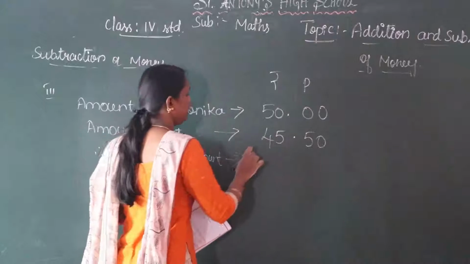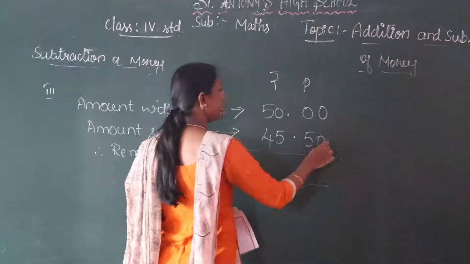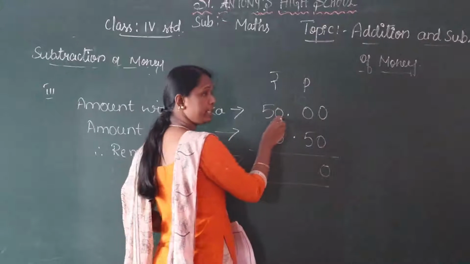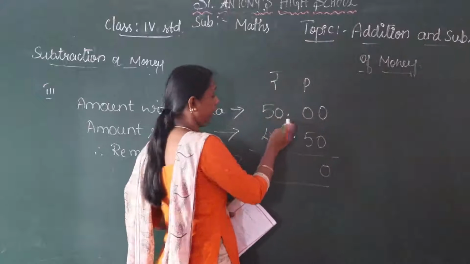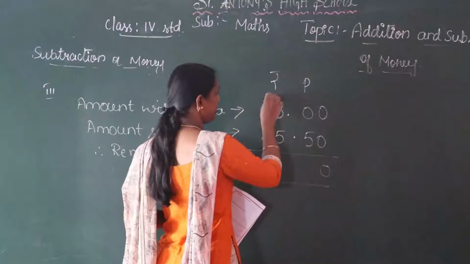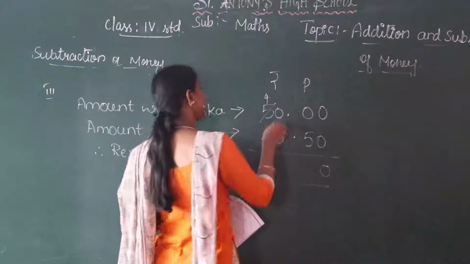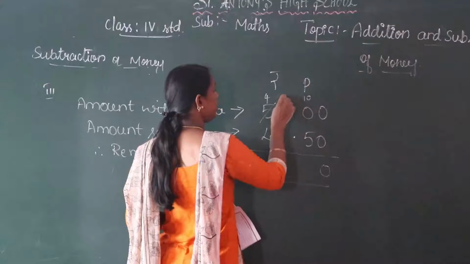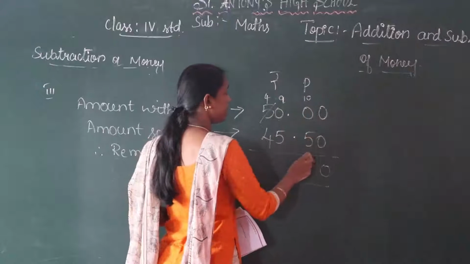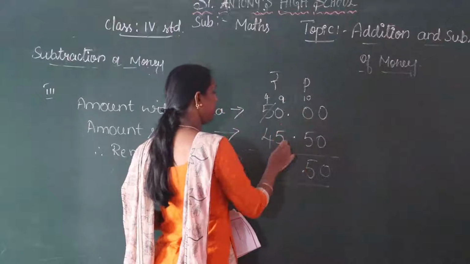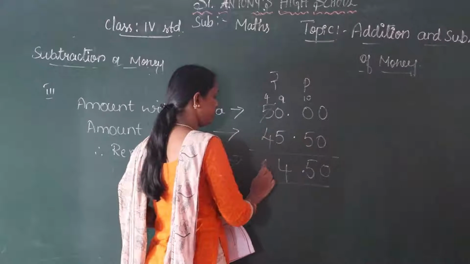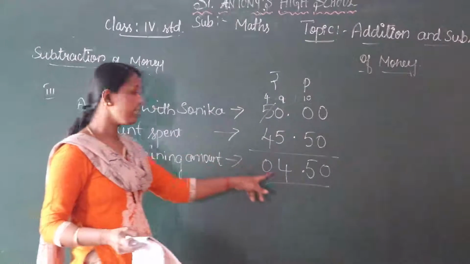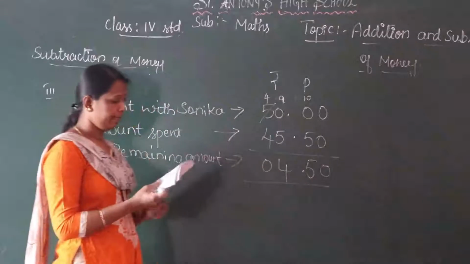Therefore the remaining amount is equal to, do the subtraction here. 0 minus 0, 0. 0 minus 5 is not possible. Take borrow from the nearest place, but the nearest place is also 0, so take from the next nearest place, that is 5. That 5 becomes 4. This becomes 10, but we give borrow to the next one. This becomes 10, and this 0 becomes 9. 10 minus 5, 5. 9 minus 5, 4. 4 minus 4, 0. Answer is, the remaining amount with Sonika is rupees 4.50 paisa.